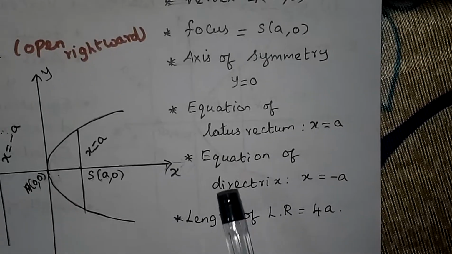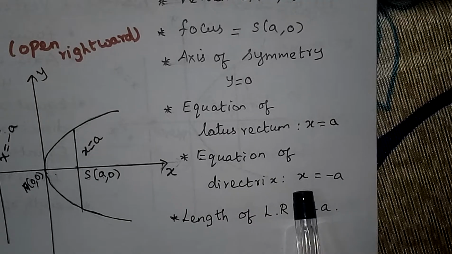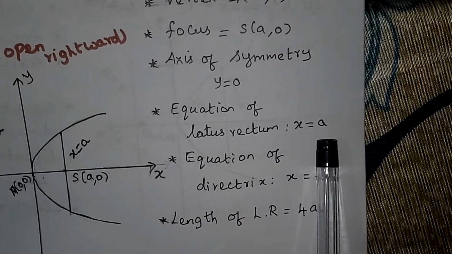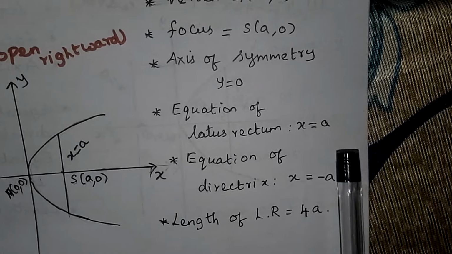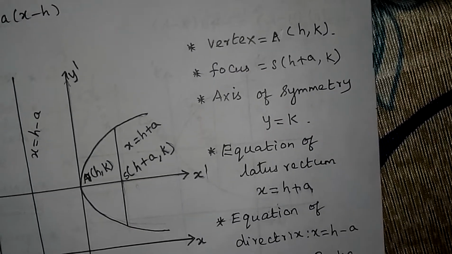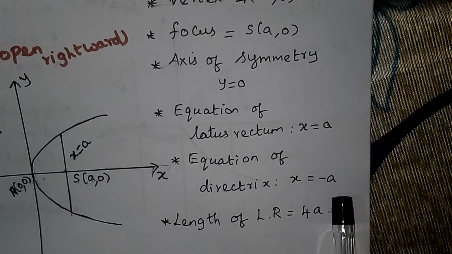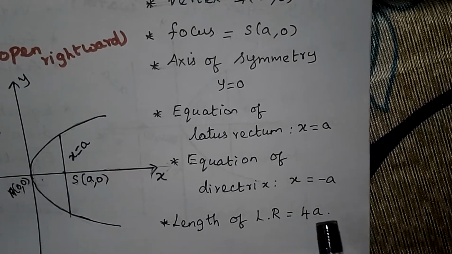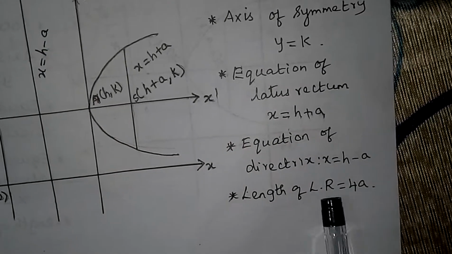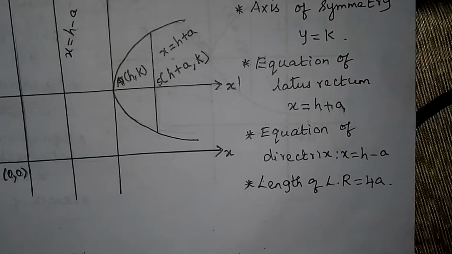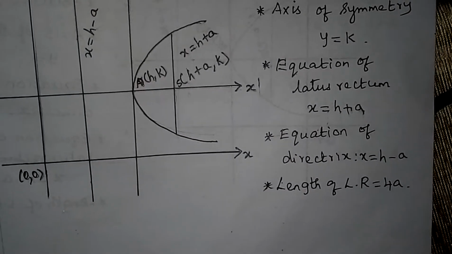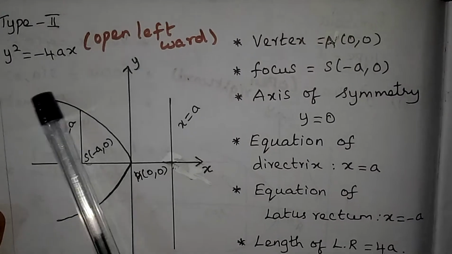Next, equation of latus rectum. Here we have x equal to a. So to x we have to add h, x equal to h plus a. Then equation of directrix. Here we have x equal to minus a. So you add h, it is h minus a. Then length of latus rectum is same, 4a, because we don't have any x or y. It is a constant term. This is the second type.